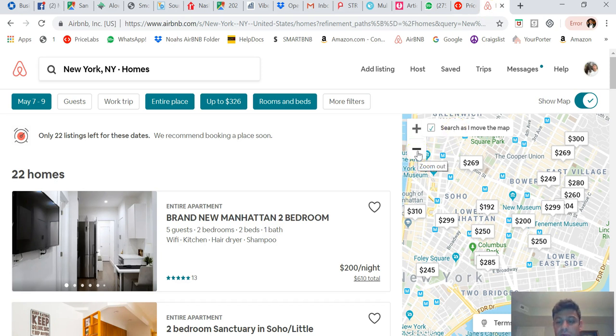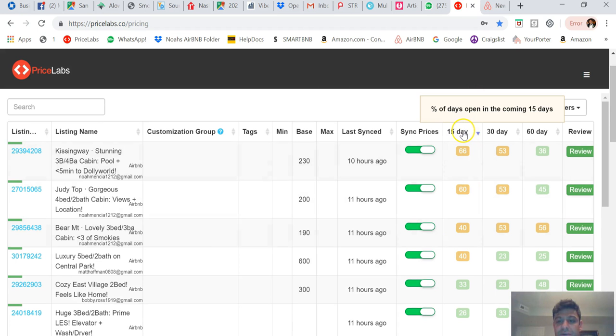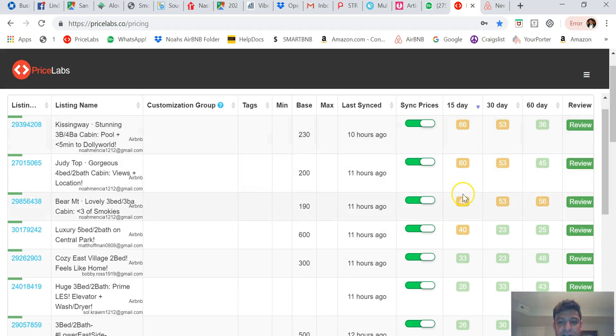So I'm going to start out by looking at PriceLabs, because PriceLabs is what we can use to figure out how many empty days we have over a 15-day, 30-day, and 60-day period. And if we start looking at similar properties, like these three, for example, are all 3 or 4 bedroom cabins in Tennessee. So we see that they have a pretty decent size opening over the next 15 days.